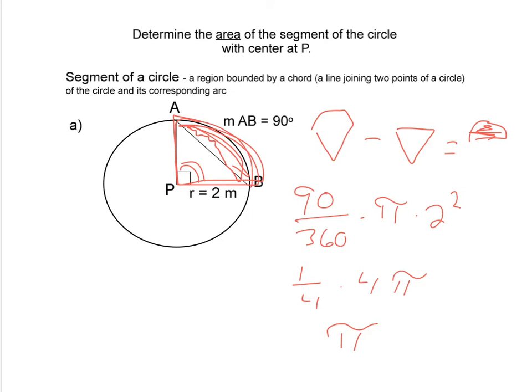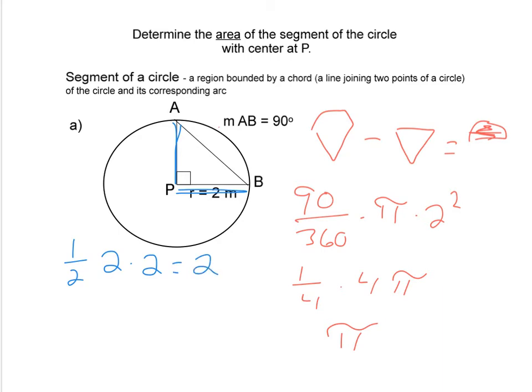I'm now going to subtract the area of my triangle. Let me see if I can erase. I can. Fantastic. I'm going to subtract my triangle right here. So I know the area of my triangle is 1/2 base times height. Well, my base is 2. My height is also 2. This is also 2 because it's a radius. Here's my base. So 1/2 times 2 is 1. 1 times 2 is 2. The area of that triangle is 2.